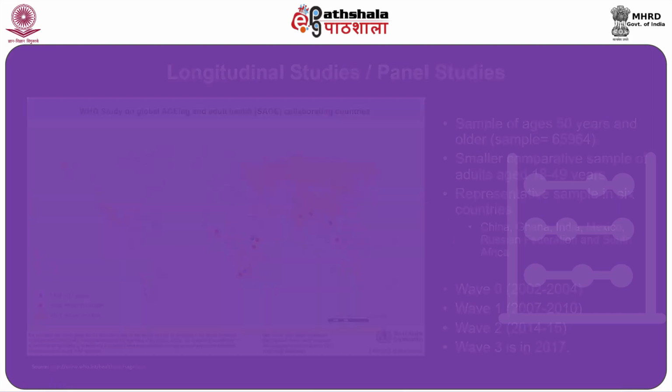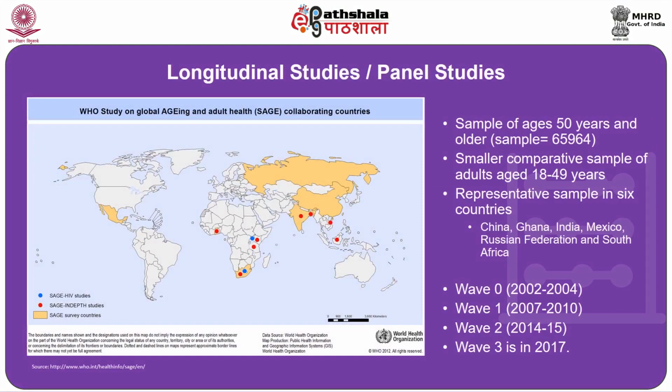Here, the sample consists of adults aged 50 years and older, a sample of 65,984, and a smaller comparative sample of adults aged 18 to 49 years from a nationally representative sample in 6 countries, namely China, Ghana, India, Mexico, Russian Federation and South Africa. So far, wave 0, that is 2002 to 2004, wave 1, 2007 to 2010, and wave 2, 2014 to 15, have been completed, and wave 3 is going to be implemented in 2017.